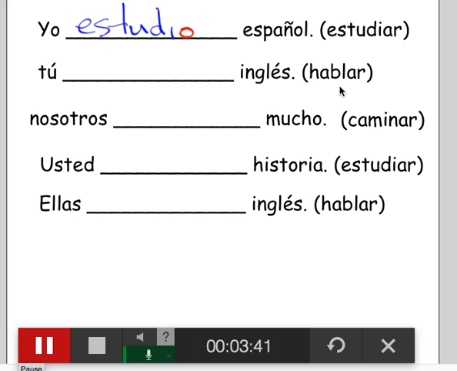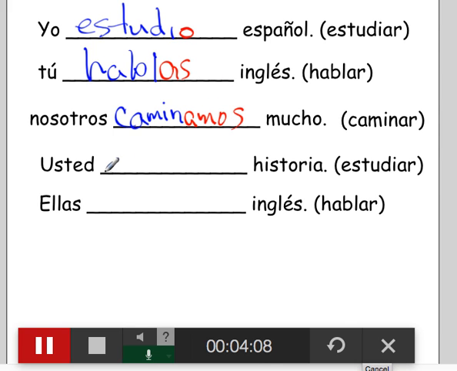And then we take hablar, everything but the last two letters. And we know our endings are as. Tú hablas. And you can see how the pattern goes. Nosotros, caminar, everything but the last two letters: caminamos. Usted, estudiar, everything but the last two letters: estud, and then it corresponds to estudia.